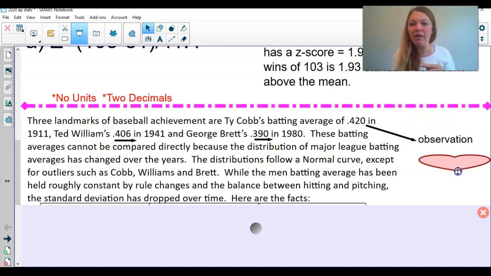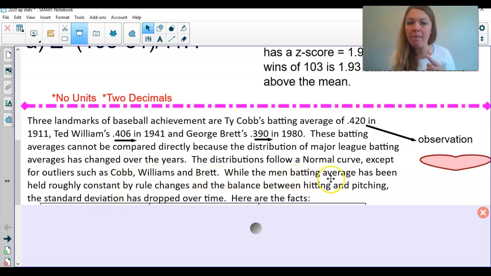These are all of our observations. Okay, we have 3 different observations within 3 different time frames. These batting averages cannot be compared directly because the distribution of Major League batting averages has changed over the years. Kind of like how I said, you can't compare ACT to SAT. They're 2 different things.